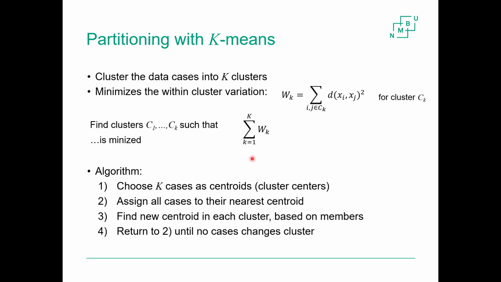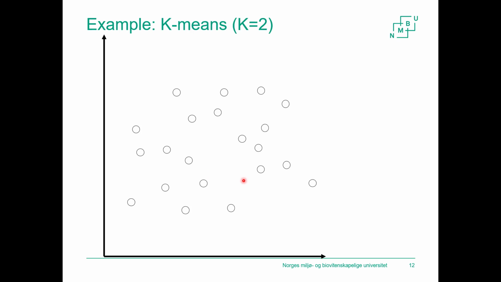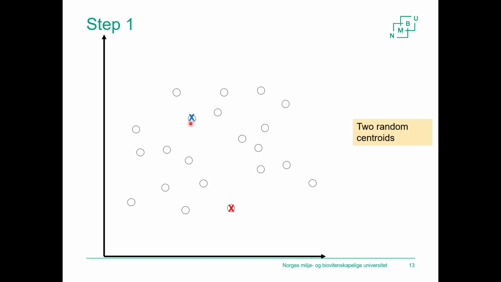But let's illustrate the algorithm here with a very simple example. First of all, we have only two variables, p equals 2, so we can actually plot things in a plane like this. We have a number of data points here. And now we want to split this into two groups, capital K equals 2. First step, choose randomly 2 points as cluster centers. And I've colored them red and blue to distinguish between the two groups. So the blue group center is here, the red group center is here.